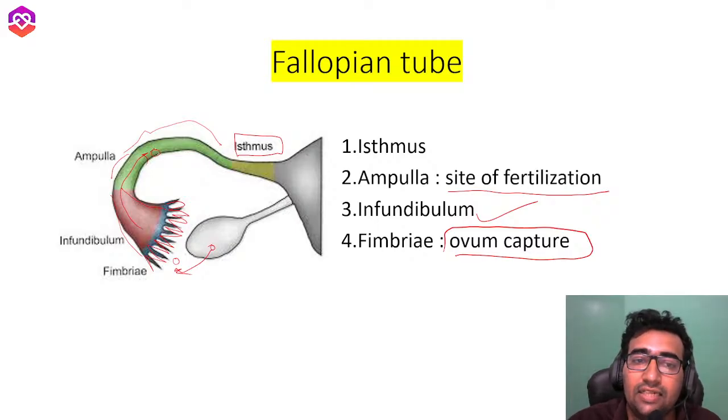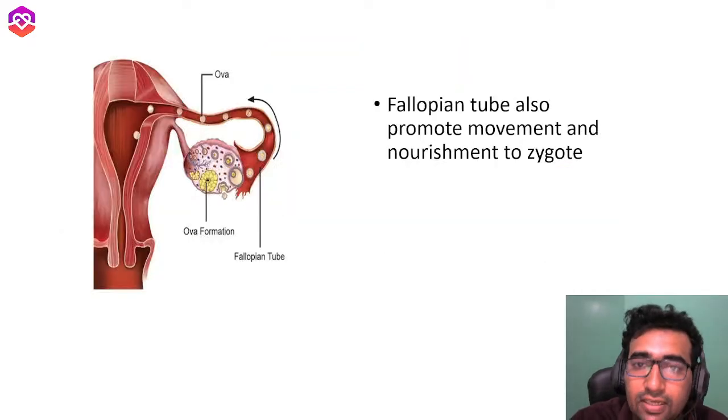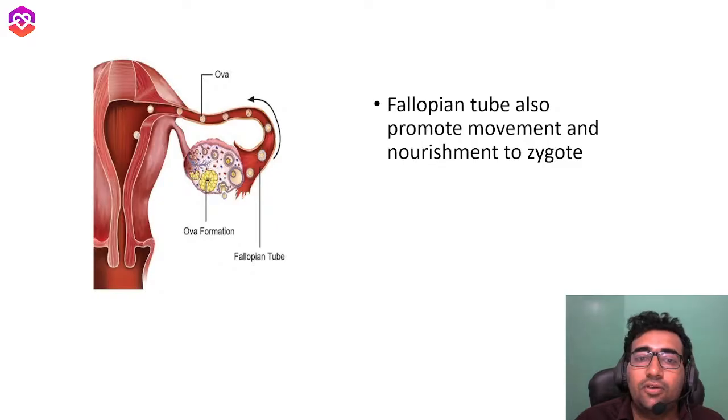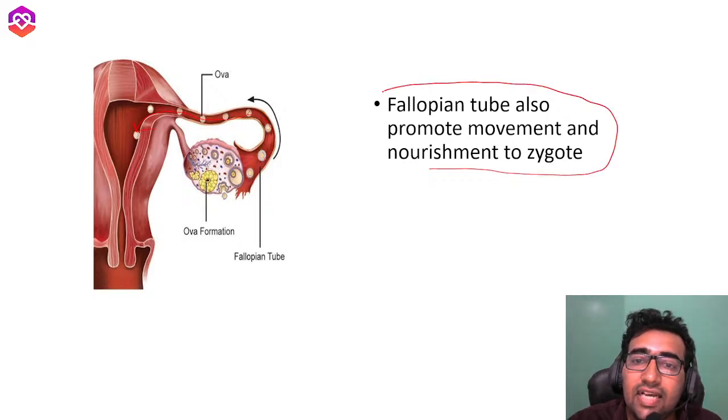And at the ampulla, it gets fertilized. I will tell everything regarding the fallopian tube in the coming slides. So what is the function of the fallopian tube? Can you see here? The ovum is moving in the fallopian tube, and fertilization has happened. The zygote, the embryo, everything is moving until it gets implanted in the uterine wall. So the fallopian tube also promotes the movement and nourishment of the zygote.